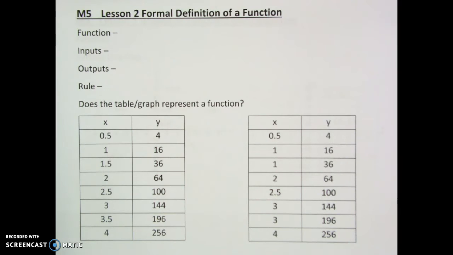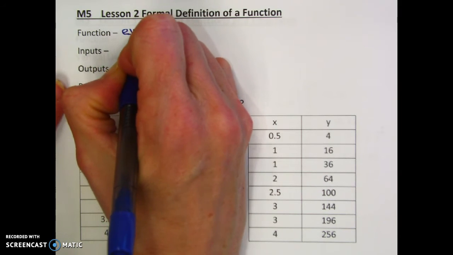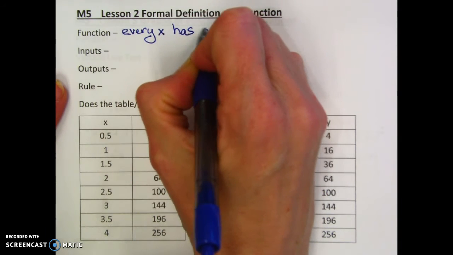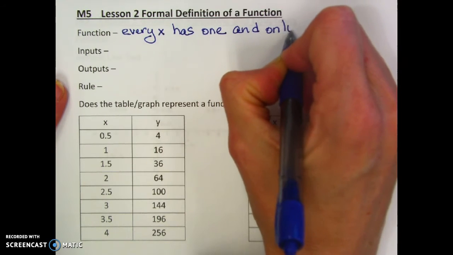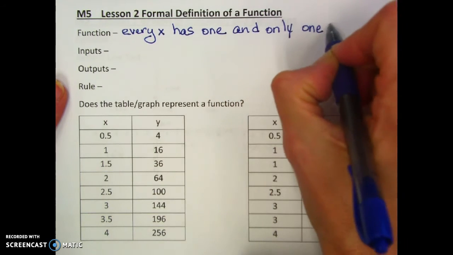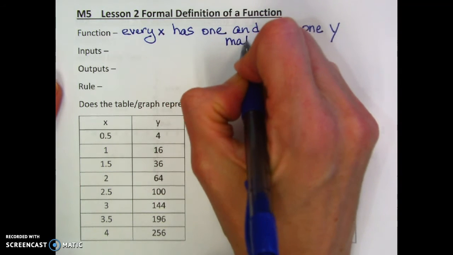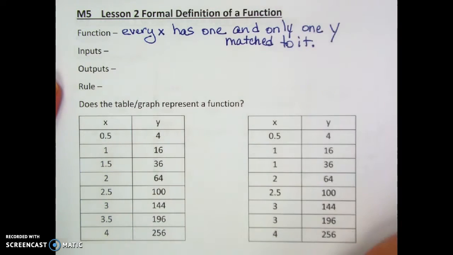I'm not sure this is exactly formal, but my definition of a function in my own words is: every x has one and only one y matched to it. So if you have an x value, it's not going to have two different values for y.